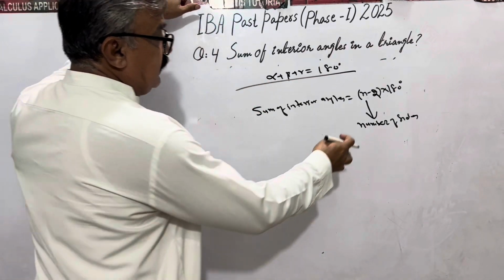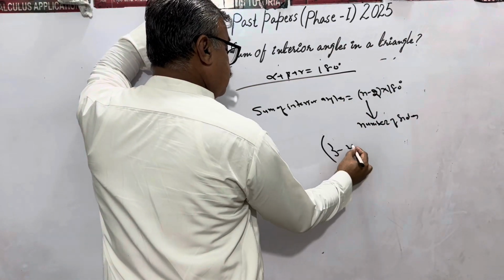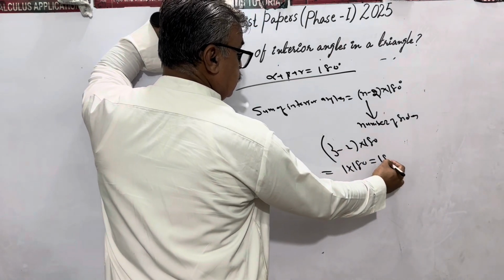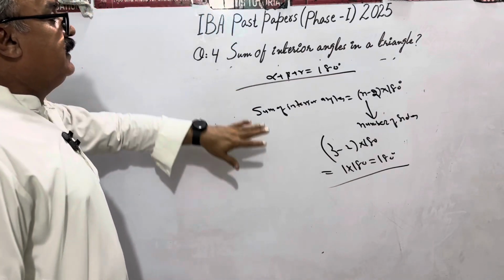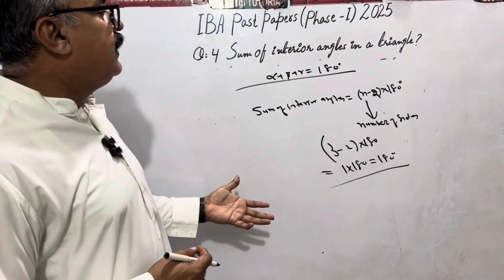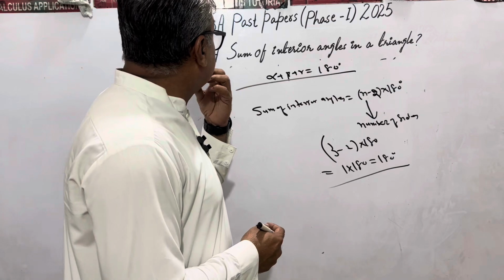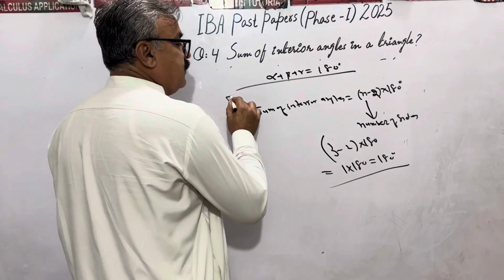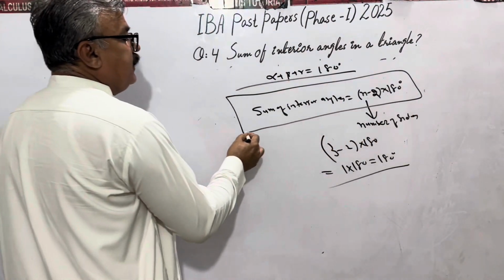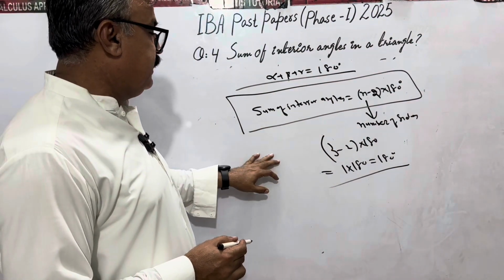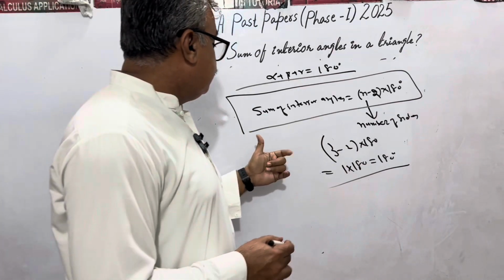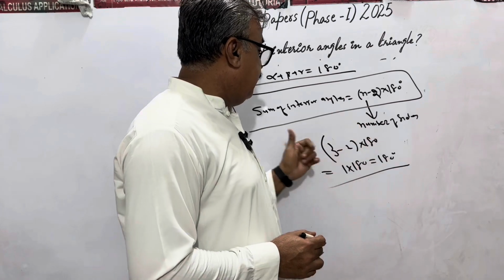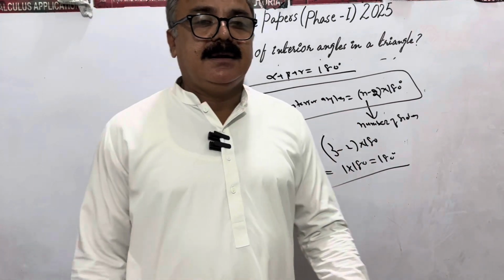Here the triangle has 3 sides, put 3 here. 3 minus 2 into 180, that is 1 times 180. That is the sum of the interior angles of a triangle. One can verify that the sum of interior angles of a quadrilateral is 360, as well as the rectangle, parallelogram, whatever the case is. This is the formula to be utilized to find the sum of interior angles. This is the relation between interior angles and number of sides. Next.